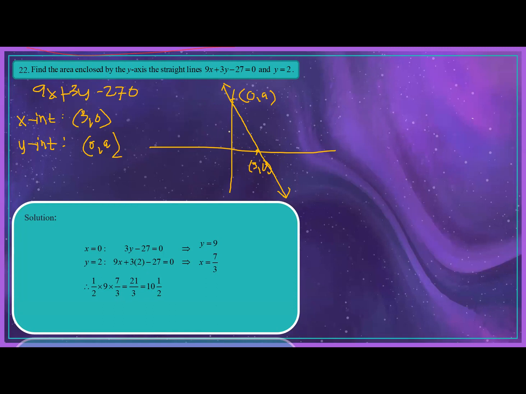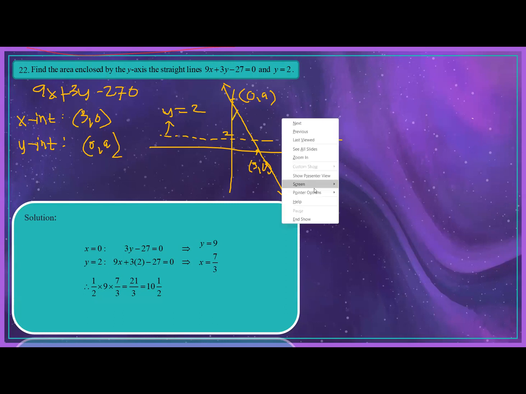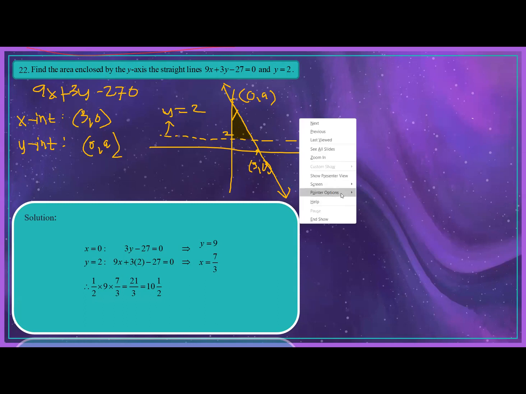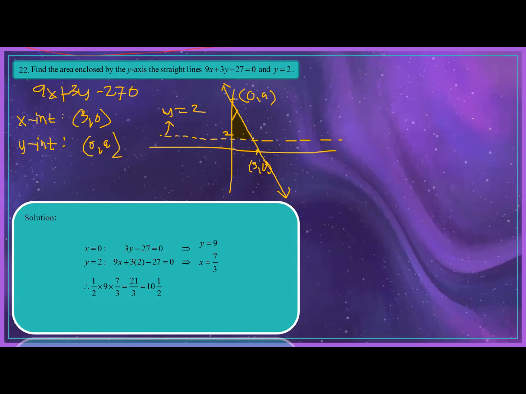Also we have y equals 2, which would be somewhere here. So the area enclosed by the y-axis and the straight line is this one. Yes, we need to find the area for that.